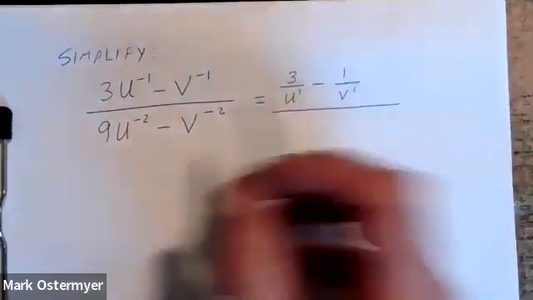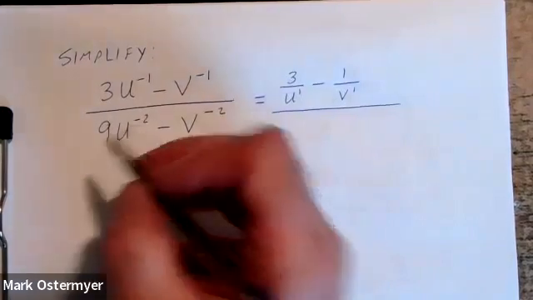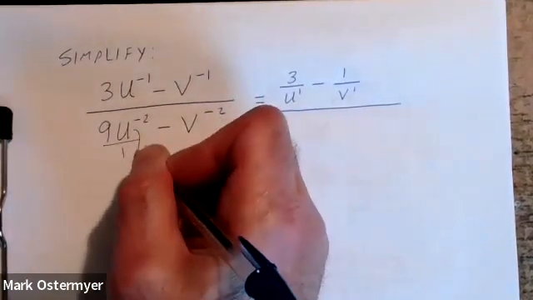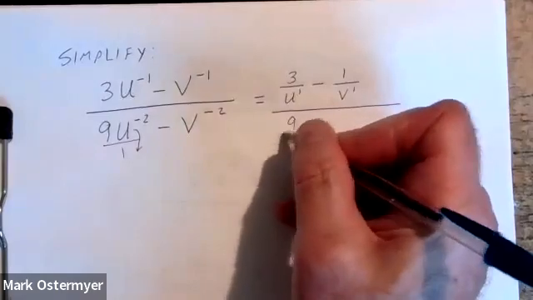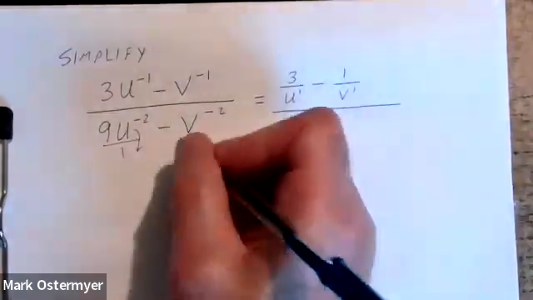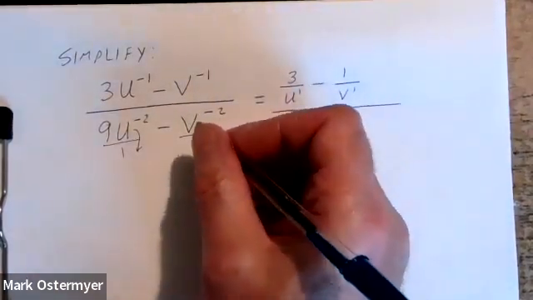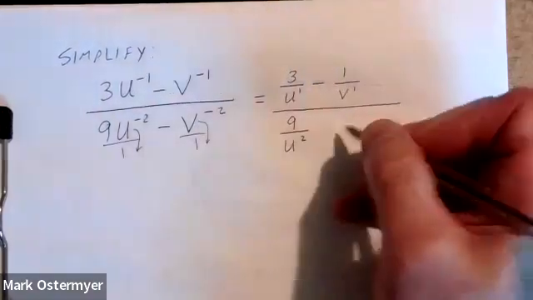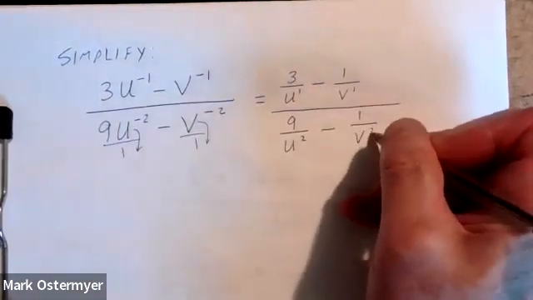This is all going to be over 9u to the negative 2 power. This all sits over 1, which means the u comes downstairs, and we'll have 9 over u squared. This sits over 1, and for v to the negative 2 power, the v comes down into the denominator, in which case we have 1 over v squared.